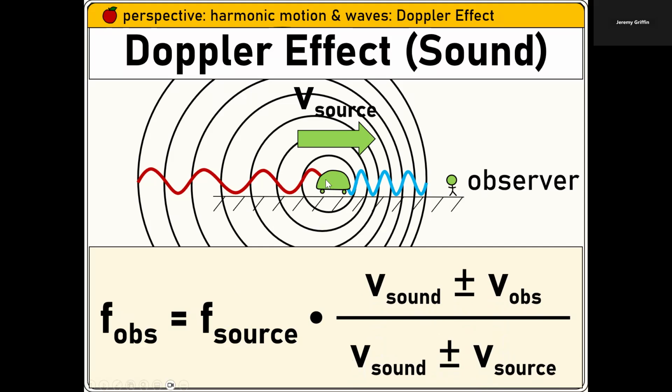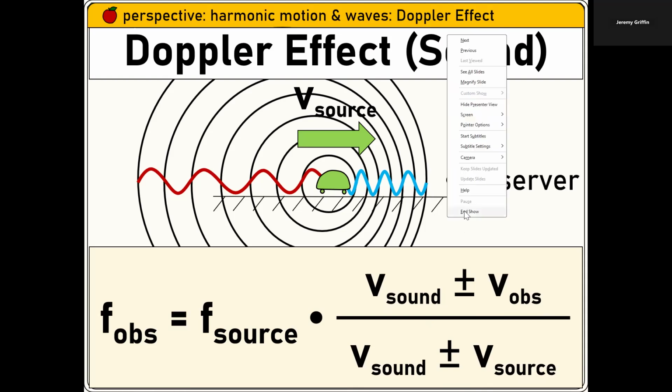Here comes the sound source. This car's beeping its horn. Beep beep. And the waves are reaching you more frequently than they would be if both these objects had been at rest, if the car had been parked. Now the car's moving towards you. These wave crests are reaching you more frequently.